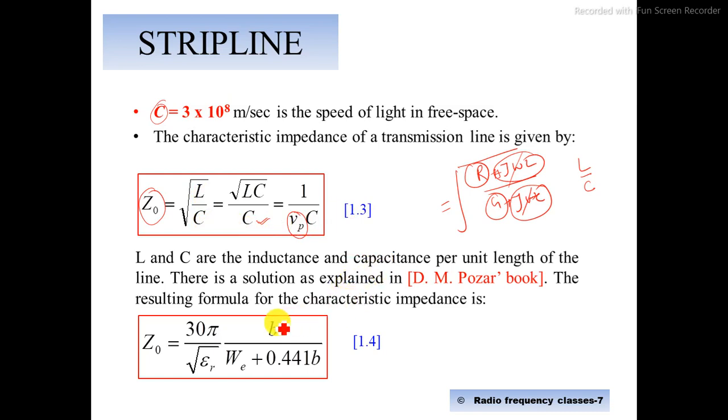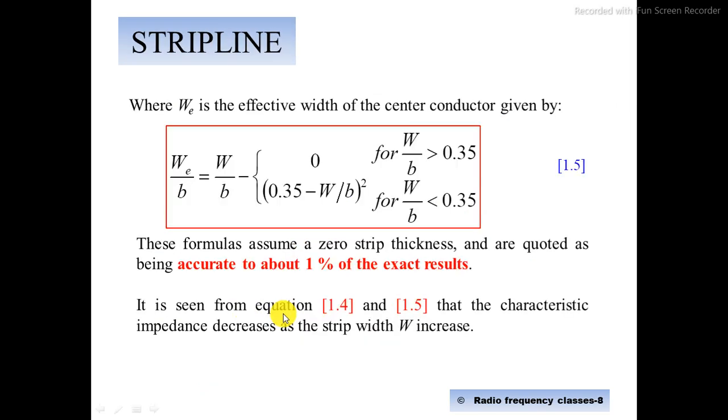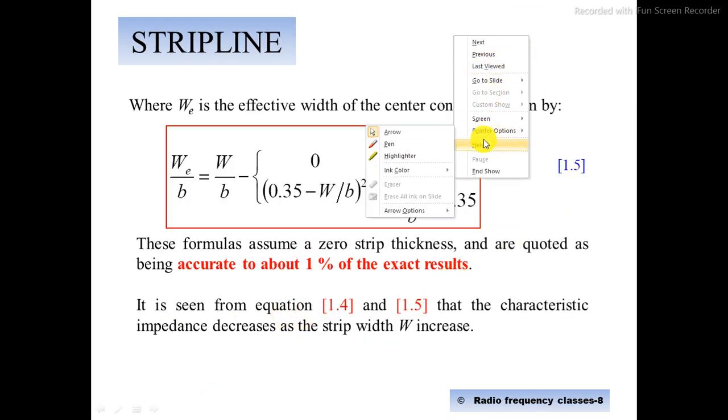Moving on to the characteristic impedance formula for the strip line. I already discussed the factor B and width, but here we have the effective width. I'll discuss in the next slide what the effective width is and how to calculate it from the physical width WP. Epsilon r we already know for the dielectric material. So if these three parameters are known, we can calculate the characteristic impedance for the strip line. Or sometimes the strip line characteristic impedance is given directly, so we can calculate the width and so on. So vice versa can be calculated. Now moving further, this formula is used to calculate the effective width by B ratio.